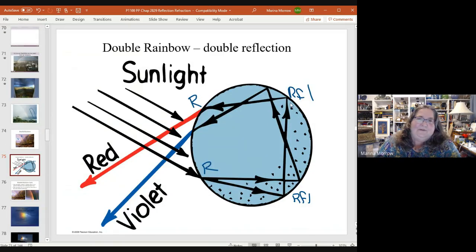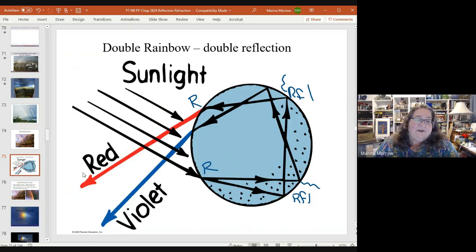And that's one of the reasons that it's fainter, is light tends to leak out at these points where it's reflecting. It may not be totally internally reflected. So you lose a lot of light. And so the double rainbow is usually much fainter.